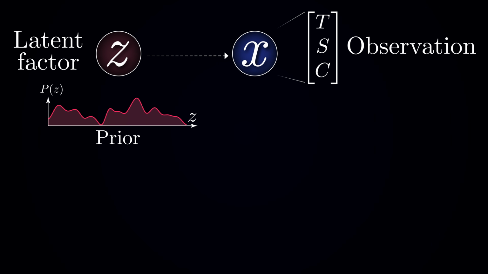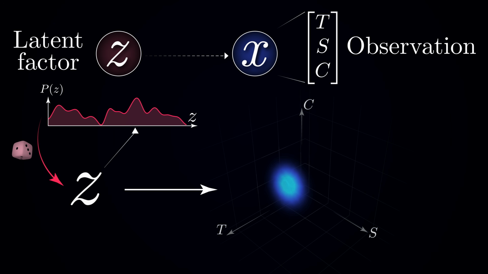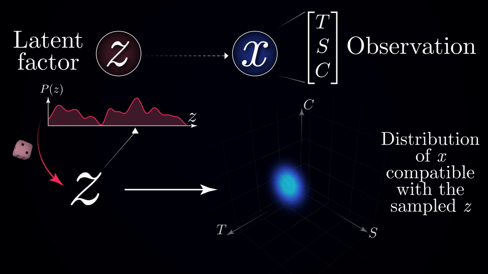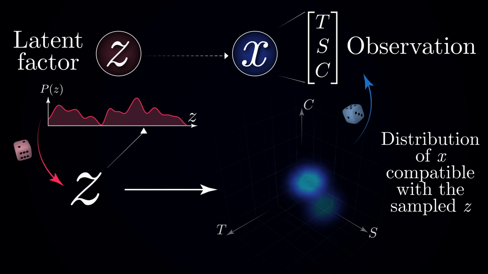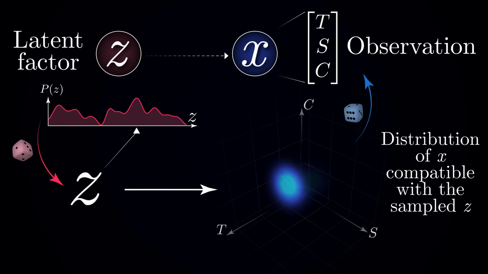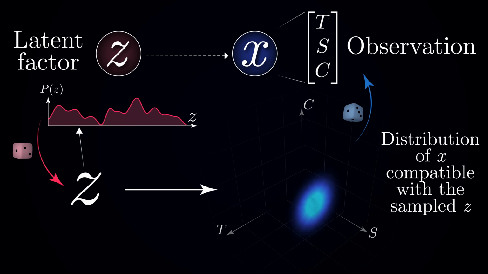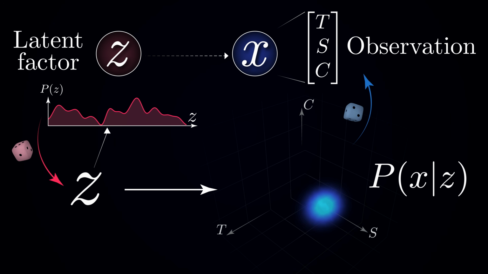Mechanistically, our model works like this. First, we randomly sample a value of the latent factor z from its initial distribution, called the prior. Then, given that specific value, we determine the distribution of possible measurements that are compatible with this latent factor. We're essentially chaining 2 sampling procedures together. The distribution of x thus depends on which value of z we sampled, creating what is known as conditional probability, the probability of observing x given a specific value of z, written as P of x given z.